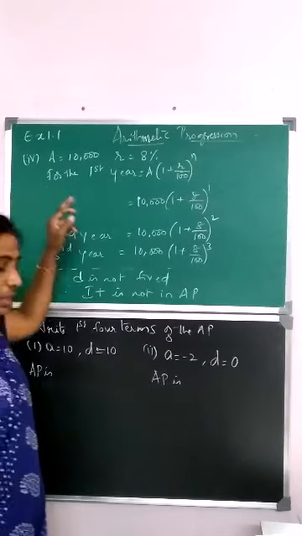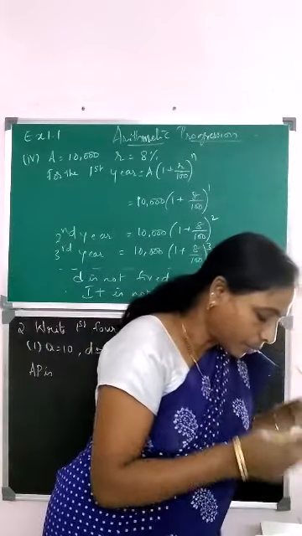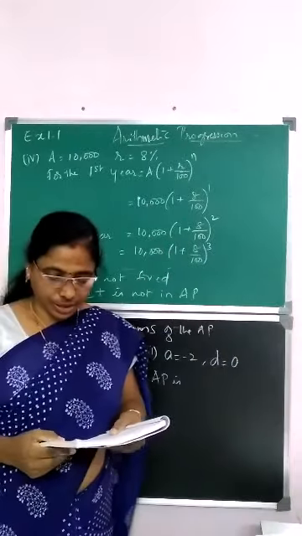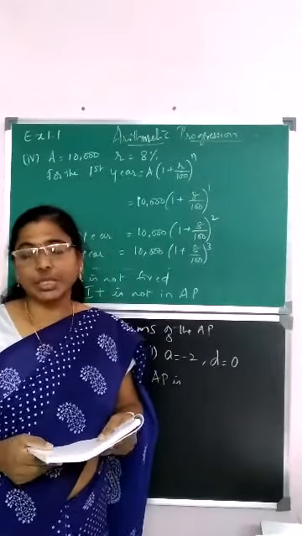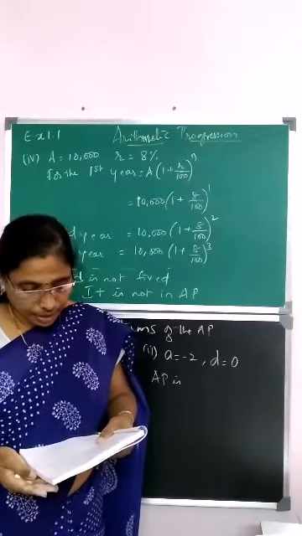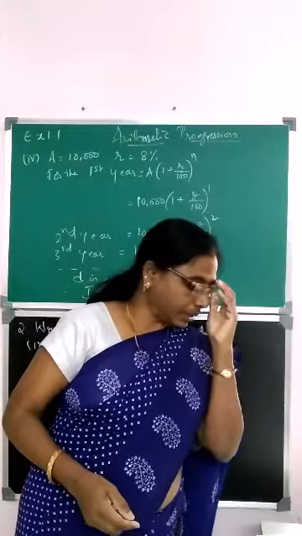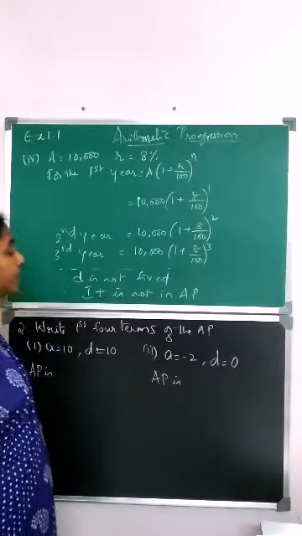Fourth one, what is given in the fourth one is that in the account every year, rupees 10,000 is deposited. That means it is deposited at compound interest of 8% per annum. Per annum means 8% compound interest for 1 year.